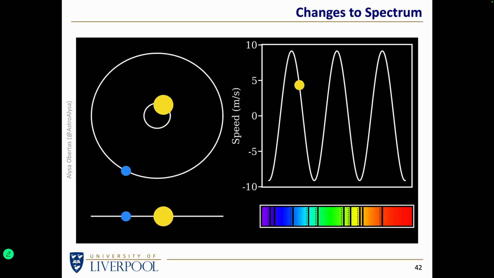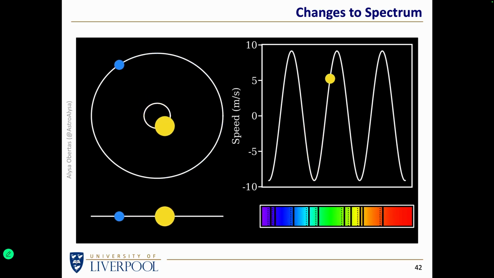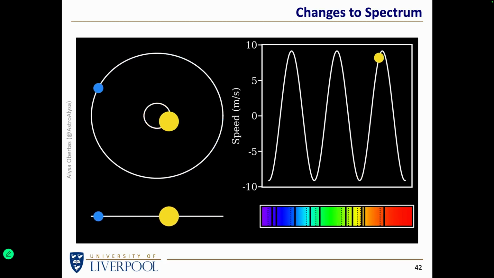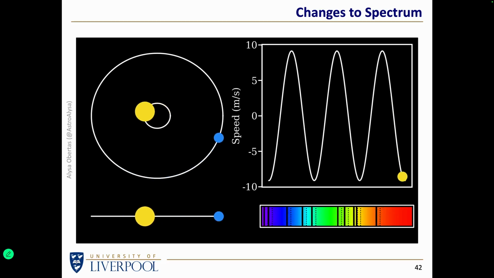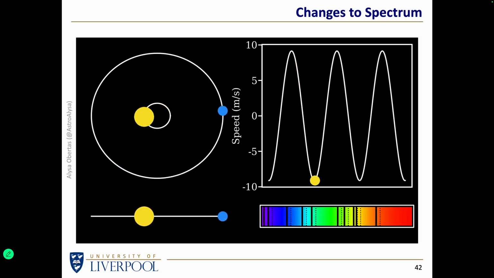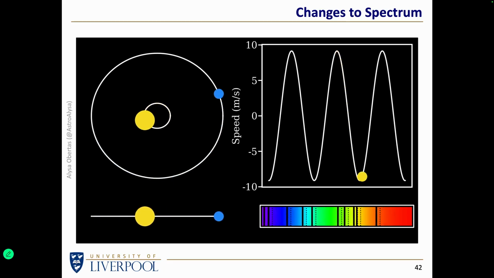Here's a slightly more accurate representation compared to the previous cartoon. If we imagine a planet going around a sun, as indicated on the left, as seen from above and as seen from the side, then the speed of the star towards us varies according to that sine wave that we can see in the top right-hand panel. And that changes the spectrum from the star as indicated in the bottom right. Any features that we see in the spectrum of the star get shifted a little towards the blue or a little towards the red as the star comes towards us or moves away from us.